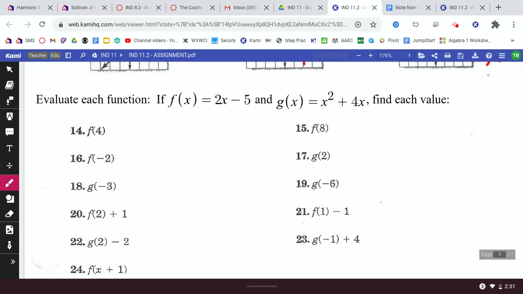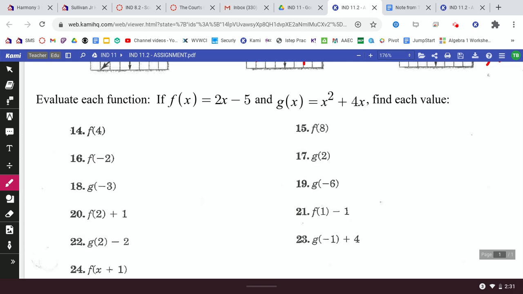So, all right. We have 2 functions here. We have an f function and a g function. Remember, there's nothing special about f and g. You could use h, p, element of q. It doesn't matter. It's just its name. So the f function is 2x minus 5, and the g function is x squared plus 4x.